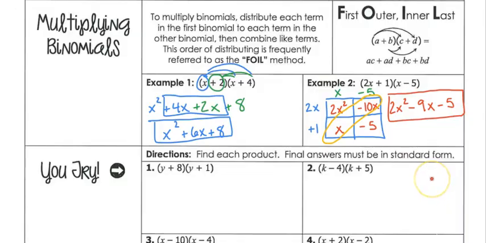Okay, and so that would be my final answer. You will get the same answer whether you do FOIL or the box. So it's totally up to you which one you like better. Try a couple problems with each different method and then pick the one that you like the best.